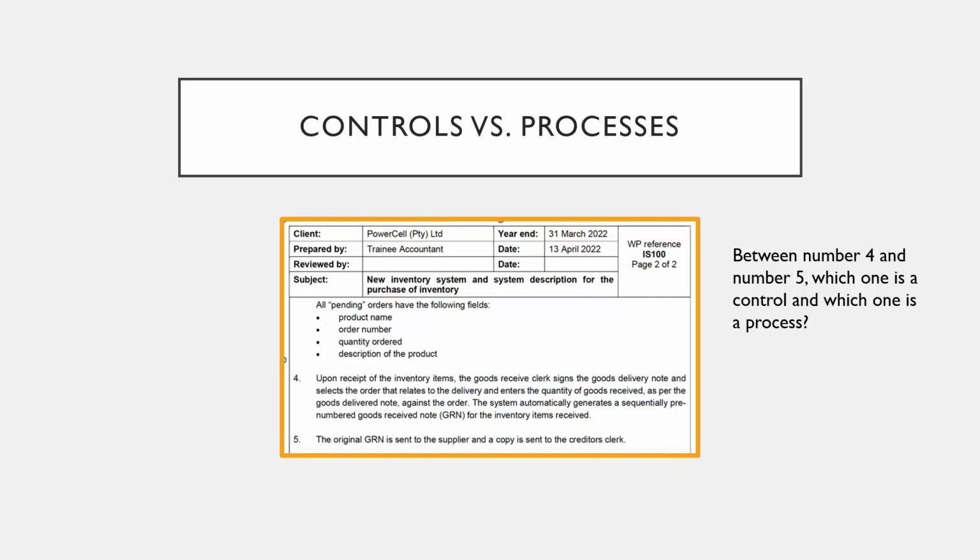actually not being received. And then the original goods received note is sent to a supplier and a copy sent to the creditor's clerk. That's obviously a process, something that happens to facilitate something else. Typically, we're probably going to have creditors in this inventory function, and this is to help the creditor's clerk in performing their duties. So we will not audit this because this is a process, but we will audit this because that is a control.